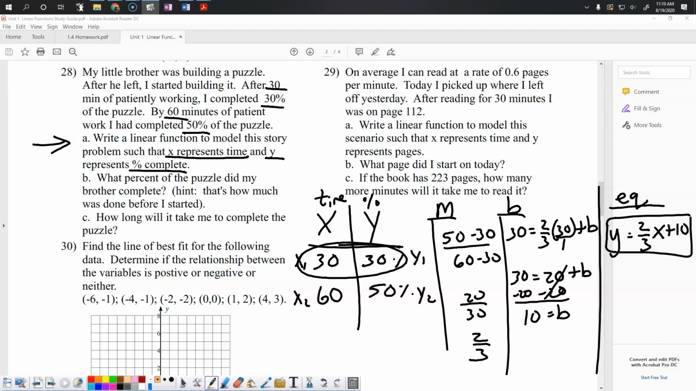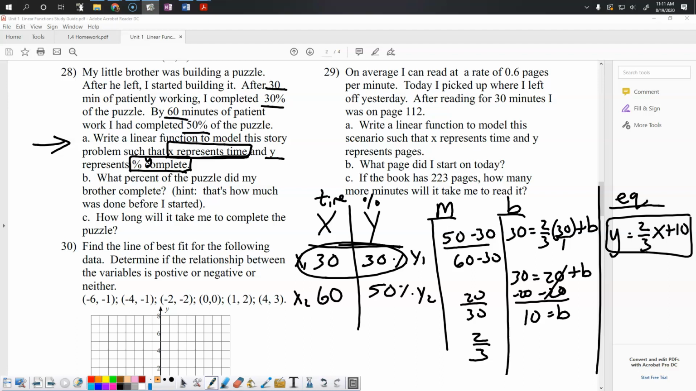All right, let's go ahead and take a look at the next one. What percent of the puzzle did my brother complete? Okay, now that question is worded in a sneaky way. So here's the hint. That's how much was done before I started. Now remember, x represents how long I've been working on the puzzle, and y represents the percentage that has been completed. Okay? So now, what percent of the puzzle did my brother complete?